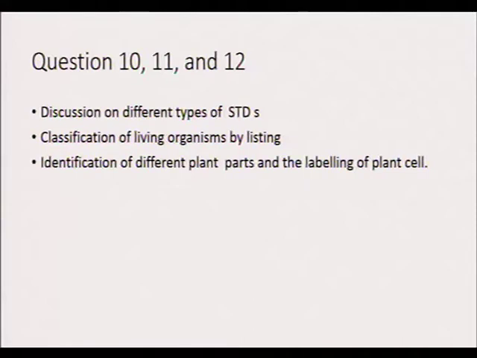Question 10, 11, and 12 deal with the different types of STDs. You must be able to discuss, to name and also to point out the different types of STDs. Here we are also talking about the classification of living organisms, and you must be able to list them. When you get a plant part, you must be able to label it and identify it, and you must also be able to differentiate a plant cell from an animal cell.